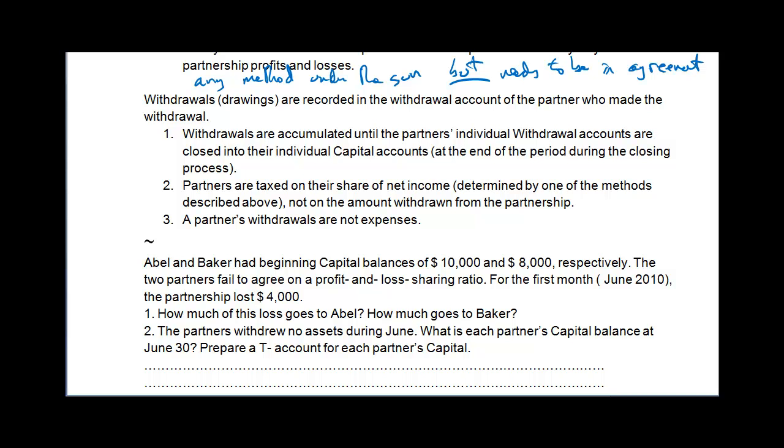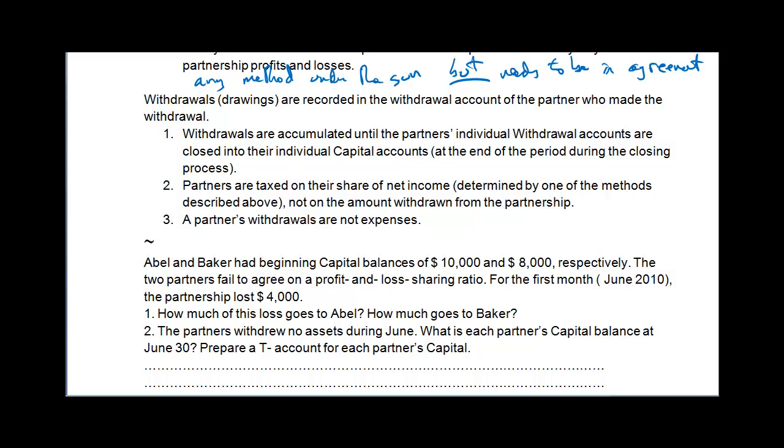Right, welcome to part 2 of lecture 12-A, talking about partnerships. So we've just talked about how withdrawals are accounted for in essentially the exact same way as they would be under sole proprietorship.